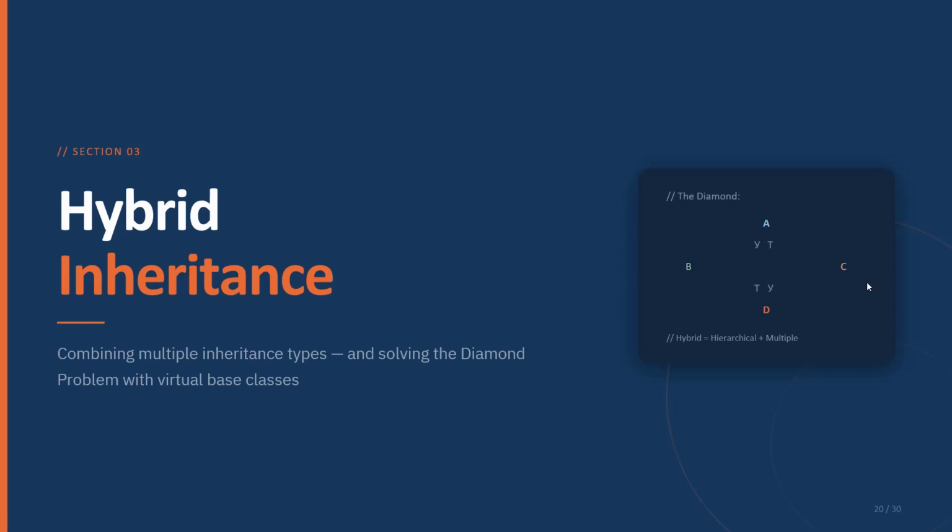Why is it a problem? Because both B and C inherit from A. When D inherits from both B and C, D can potentially contain two copies of the A base class subobject, one through B and another through C. So now suppose A contains a member called data. When D tries to access the member, there is an ambiguity. Which copy of A's data should be used?